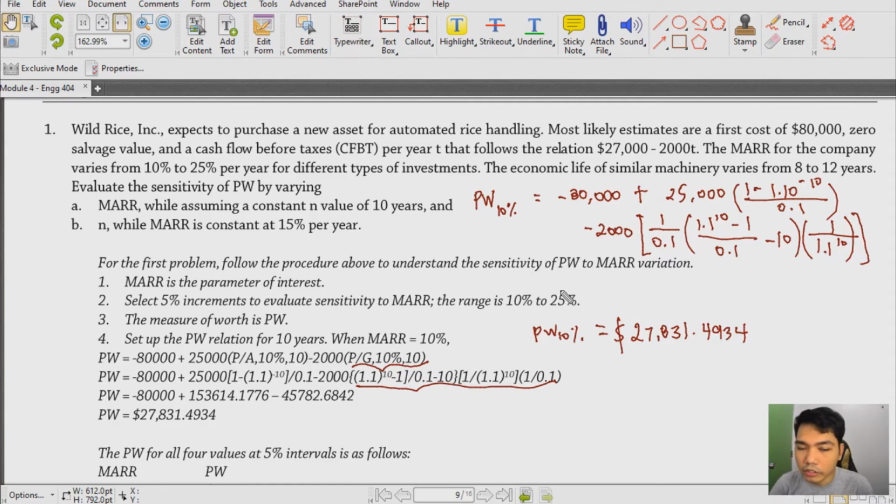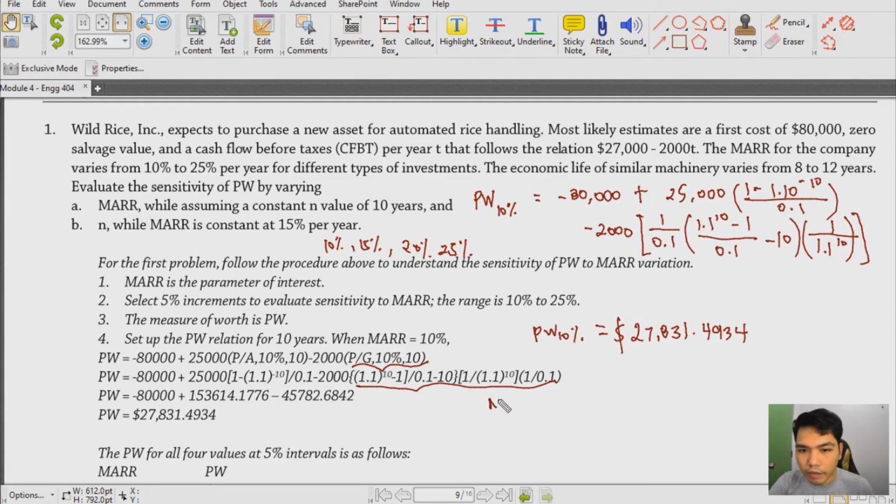So with this, knowing that the present worth is still positive, we could just say na the machinery is still economically justifiable with the MARR that is 10%. So yun na yung pwede natin i-conclude using 10%. But of course, since this is sensitivity analysis, we have to make sure na we compute for 10%, 15%, and then about 20%, and then 25%, and we can actually tabulate this.